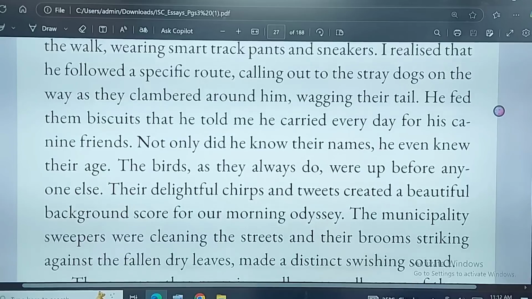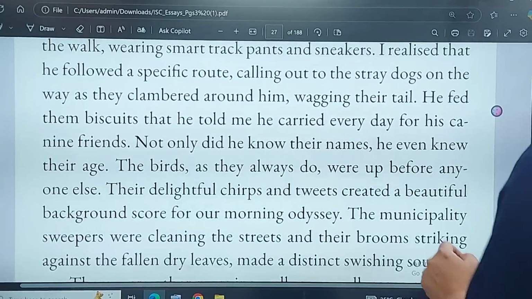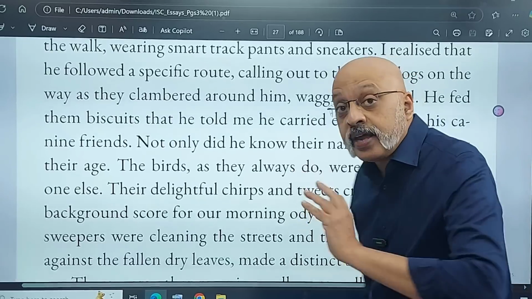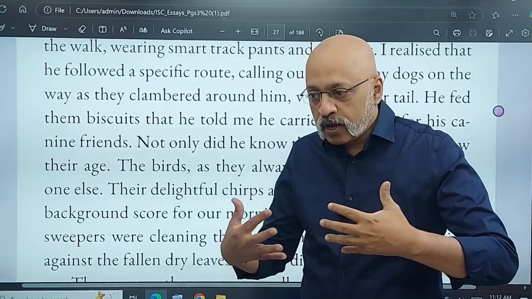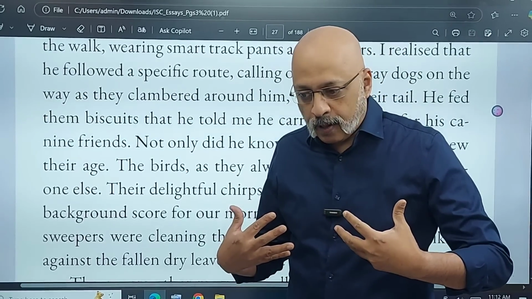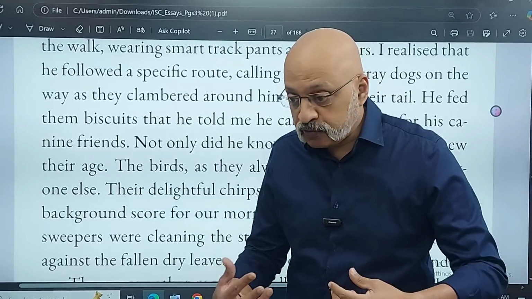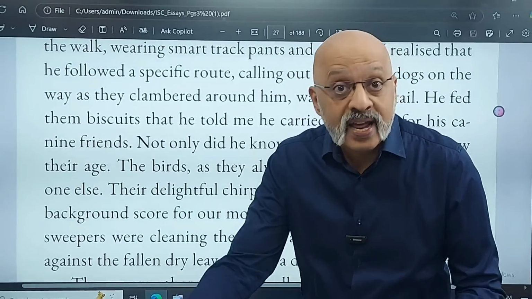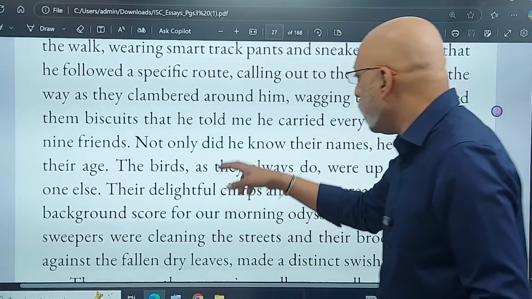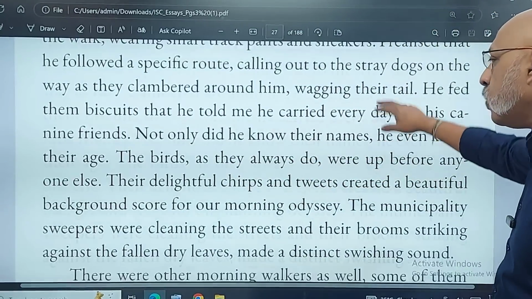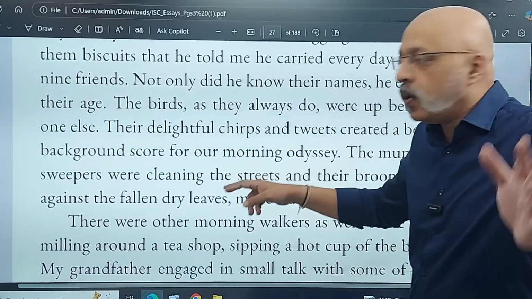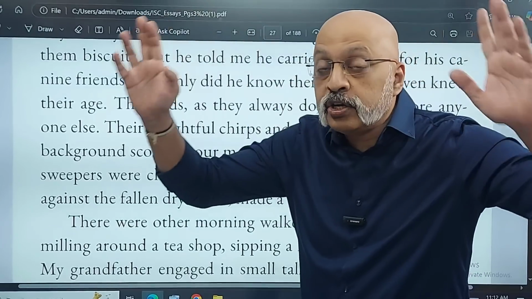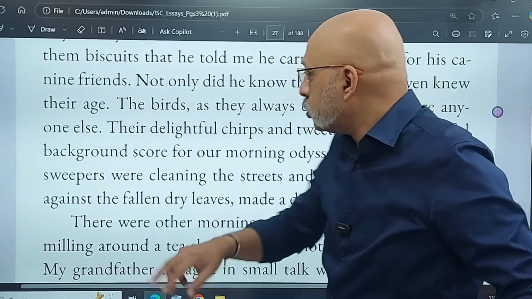Not only did he know their names, he even knew their age. And it again shows a sense of friendship, of being involved with their lives, that he had named them, or he knew their names. The birds, as they always do, were up before anyone else. So now you are going to get introduced to the birds also.